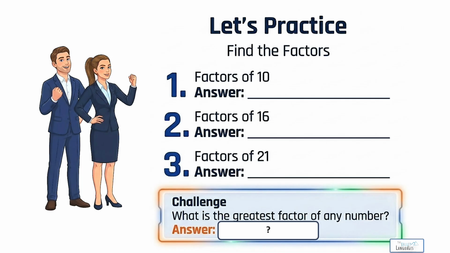Practice and review. Now it's your turn. Can you find all the factors of 10? What about 16? And what about 21? Think back to our steps. Start with 1 and the number itself. Move systematically, and stop the second you repeat a number.